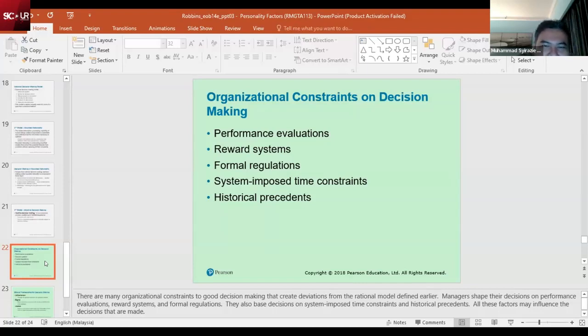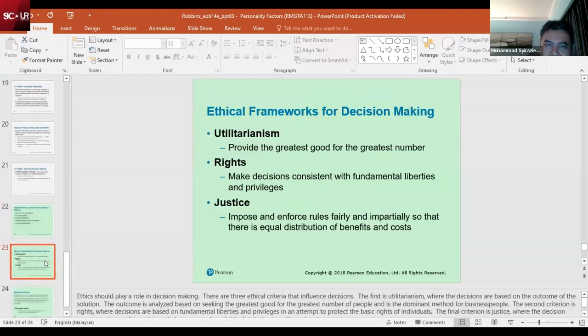Okay, just to highlight that as managers we have constraints in making decisions. It is about how you are going to adapt, or whether you will be able to change those decisions.